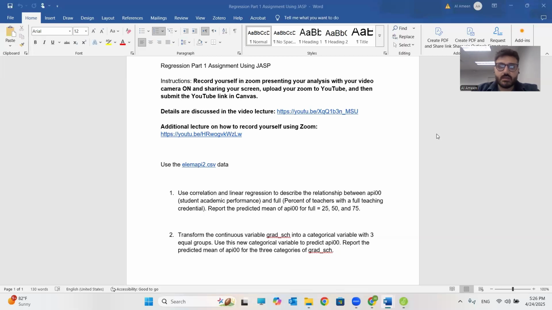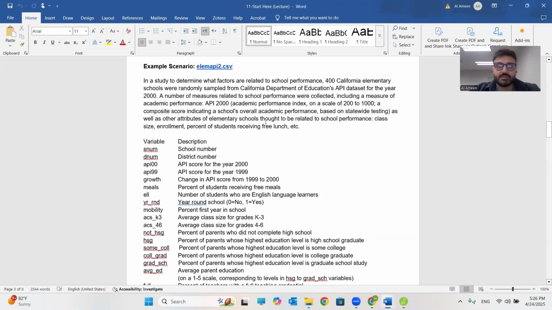Hello everyone, my name is Al Amin, and today we are going to be using correlation and linear regression in JASP to answer two questions regarding a data set called Elementary API 2. So this data set basically measures the performance index for 400 randomly selected elementary schools in the state of California.